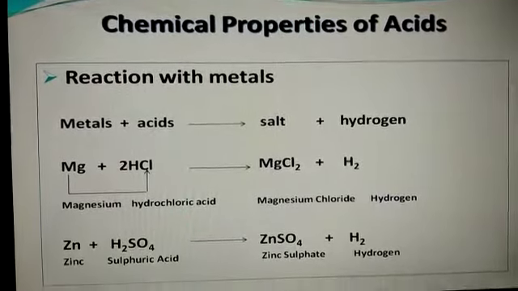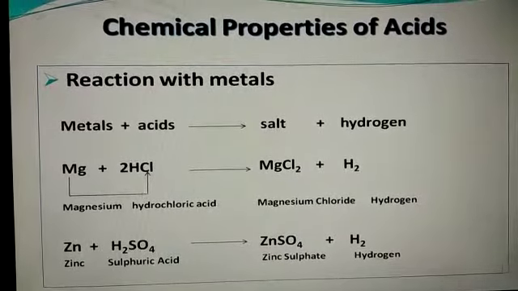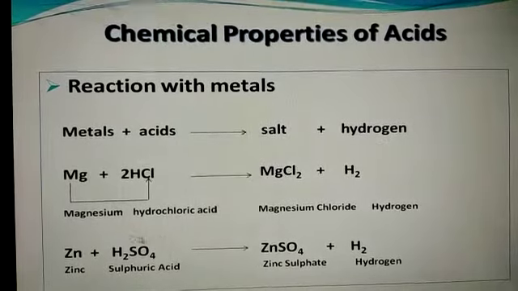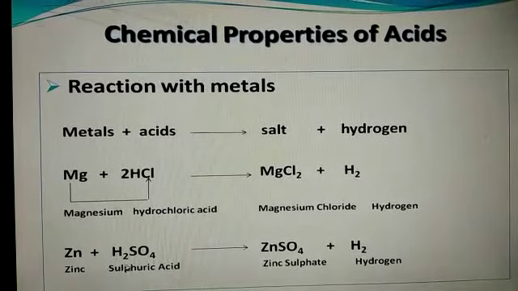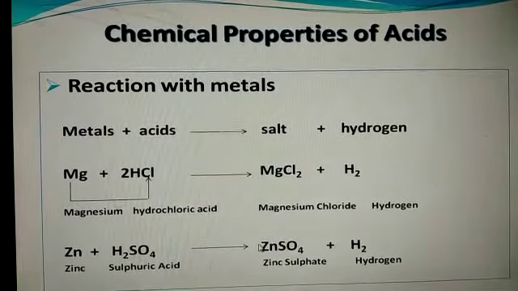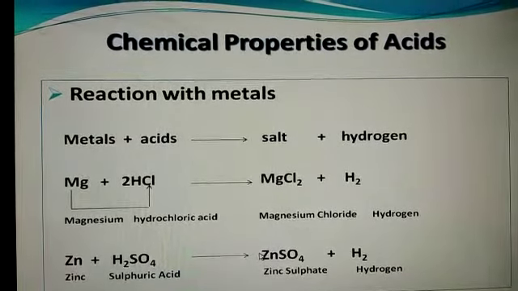In the second example you can see, when zinc, which is a metal, reacts with sulfuric acid, H2SO4, the zinc reacts with the sulfate part from the sulfuric acid, and as a result it produces zinc sulfate plus hydrogen gas.